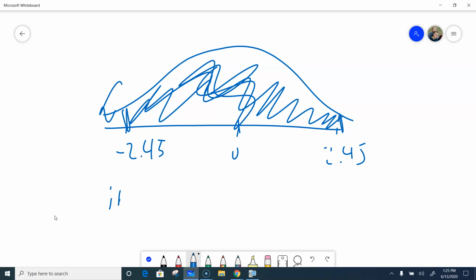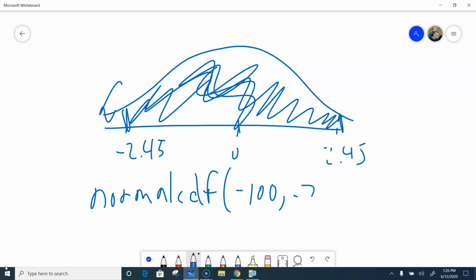So I can just use inverse norm, sorry about that, not inverse norm, but normal CDF. We want to find out what area is in that tail, and we'll know what percentage that corresponds to. So let's say normal CDF from negative 100 to negative 2.45, with our mean 0 and our standard deviation 1. We're going to find out what percentage that is, and then double that and subtract it from 100. That'll be our confidence level.